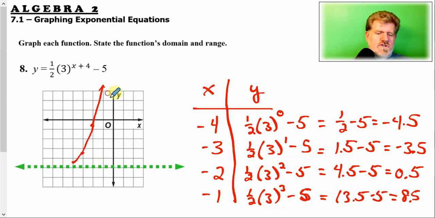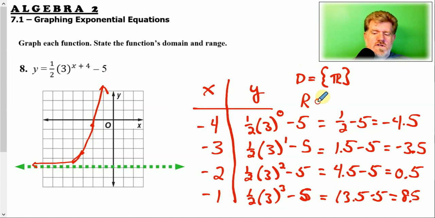So it's going to shoot off forever, and it's going to come down and flatten out and not go less than negative 5. So domain is everything. And the range, y has to be bigger than negative 5. Okay.